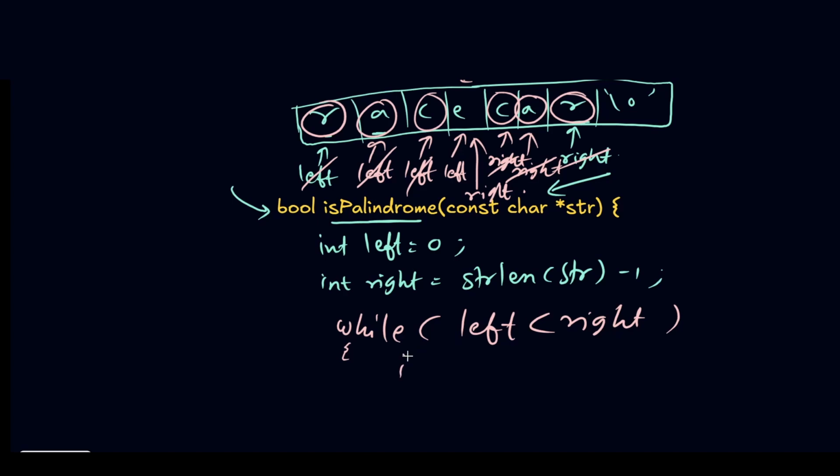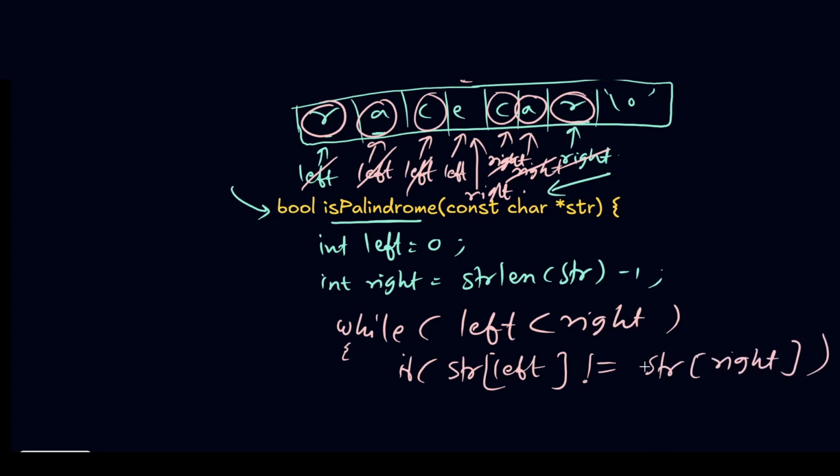Now let's add the condition. If str of left is not equal to str of right. If the left index and right index characters don't match, then the string is not a palindrome. For example, let's say we have character B here. In this case, R and B is not a match. So this string is not a palindrome.